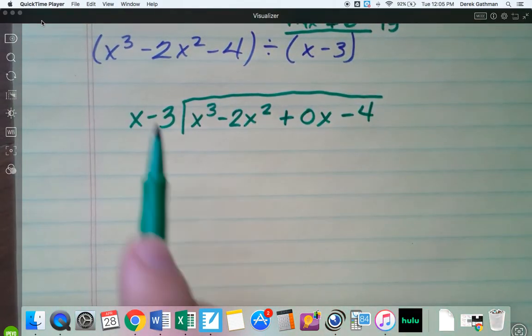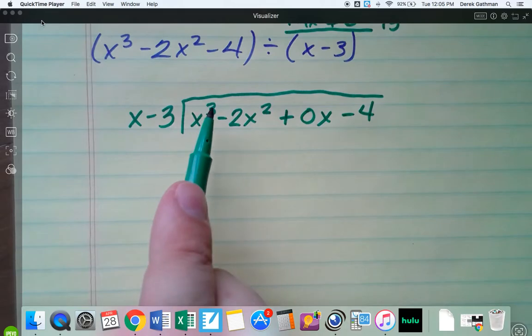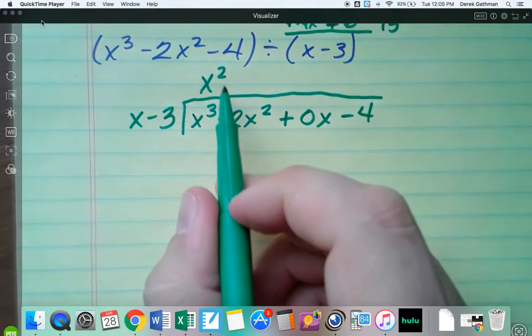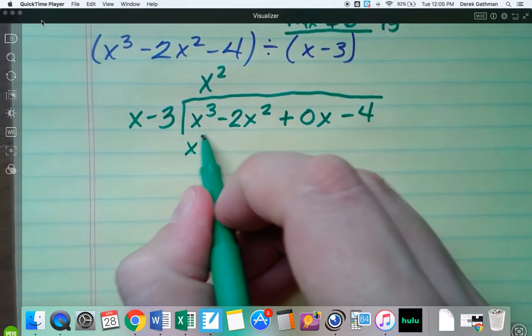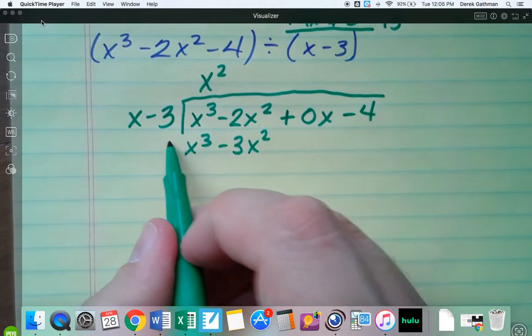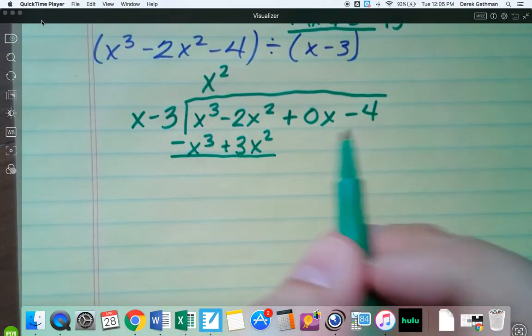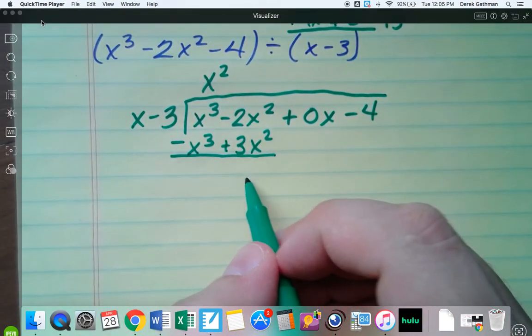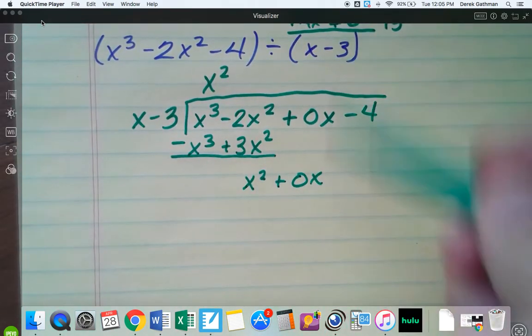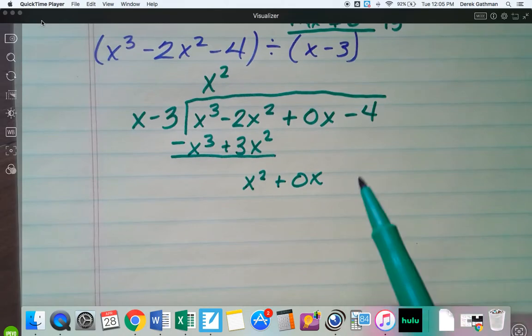Okay. What times x is going to give me x cubed? Well, x squared. x squared times x is x cubed minus 3x squared. Subtract them, so really just change your signs. And I get x squared plus 0x. And I'm going to bring that down because that's my next term, even though technically I don't have it.